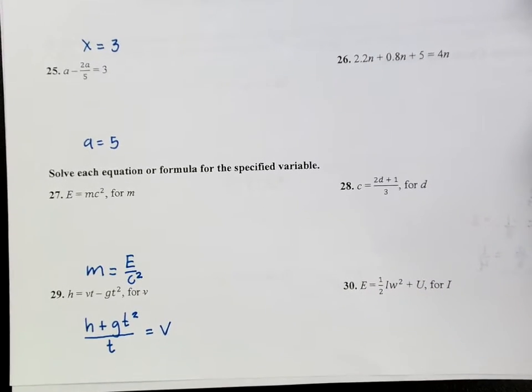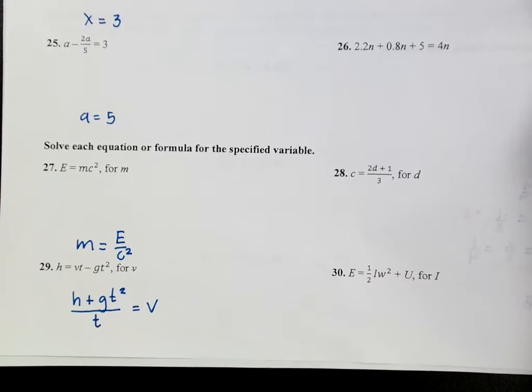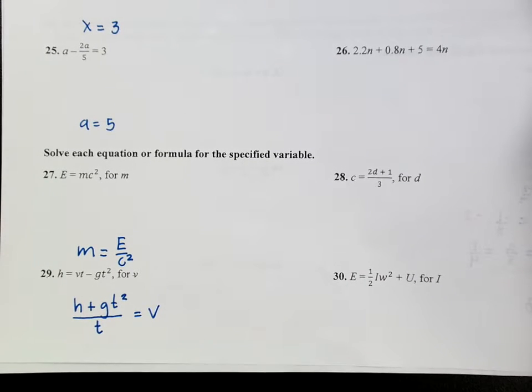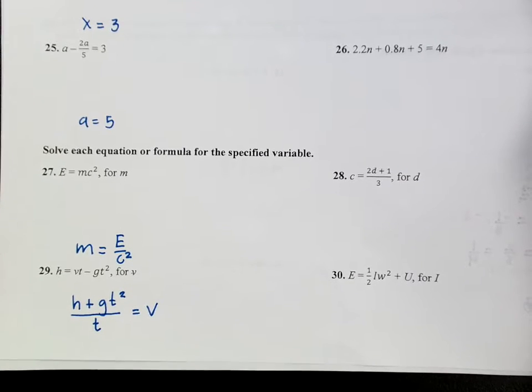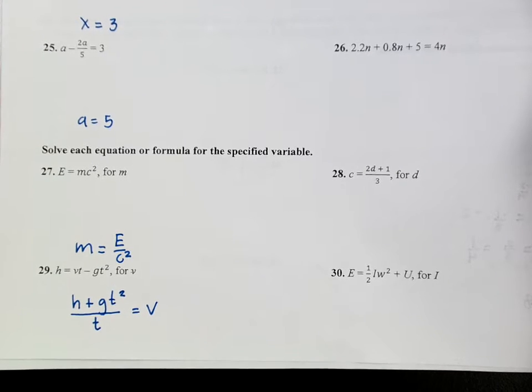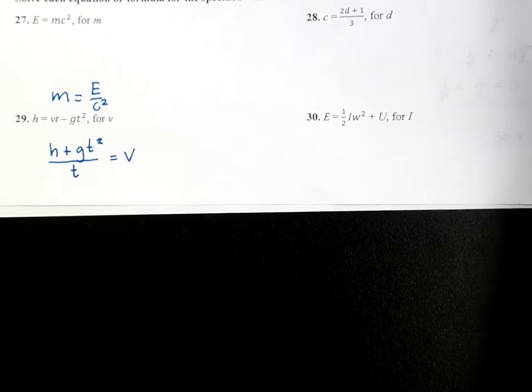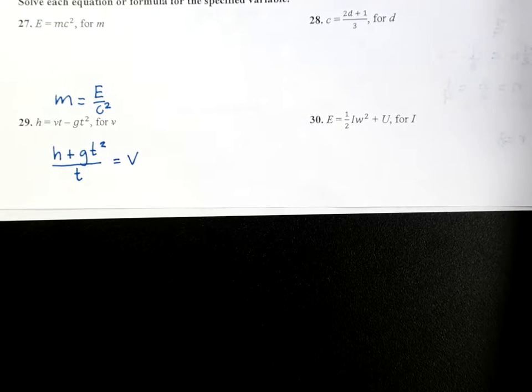I think this one might be the one that gives you the most trouble here, maybe. M is equal to E over C squared. Interesting. Very interesting. It really is. I'm not being sarcastic. Talk about that later. And on this one is H plus GT squared over T is equal to V.